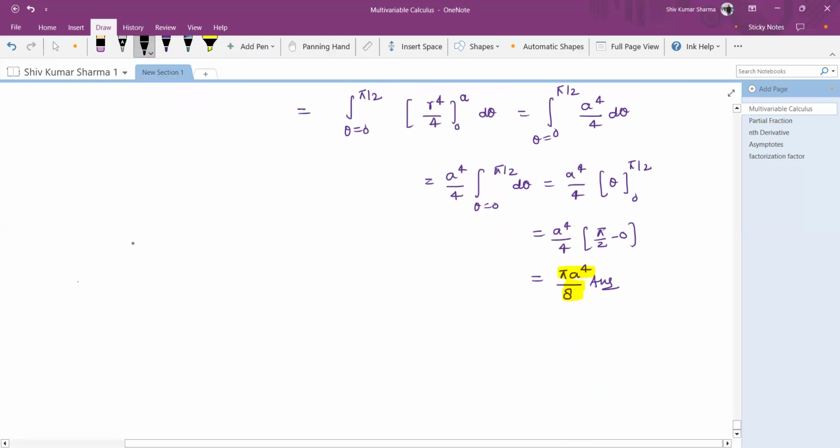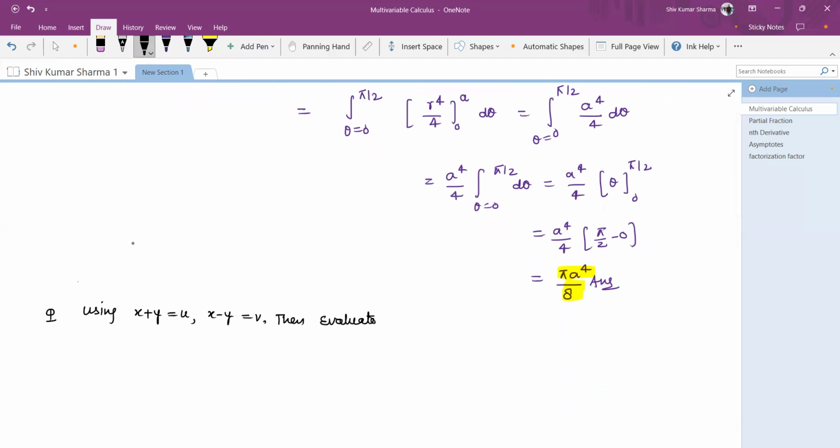Now the question is given: using x plus y equal to u, x minus y is equal to v, evaluate the double integral over the region R of x squared plus y squared dx dy.